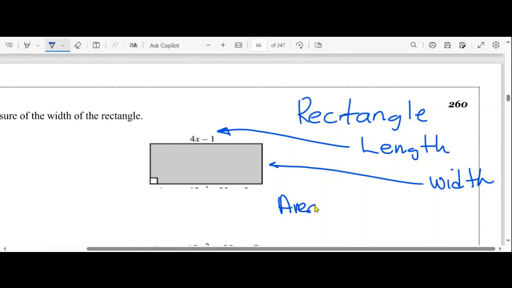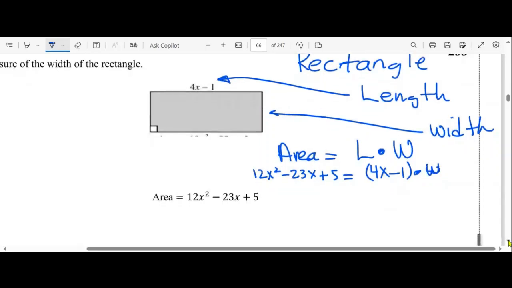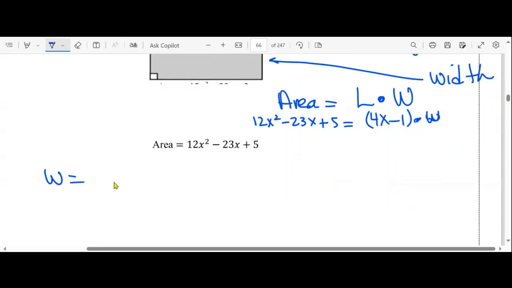L times W, the length times the width. So what is the area? 12x squared minus 23x plus 5 equals what? The length, 4x minus 1, times what? W. Now he's asking for W. He wants to know W. So how can I get W? Divide. W is 12x squared minus 23x plus 5 divided by 4x minus 1.